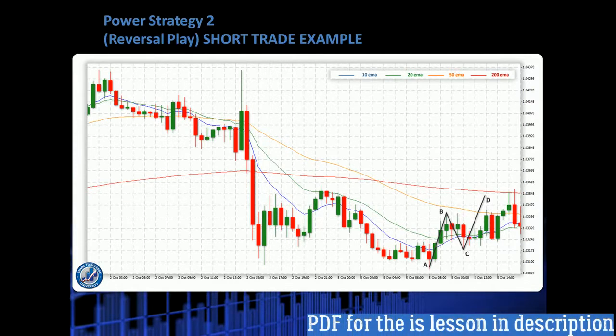So we've got a short trade here. We've got the price trending down. We've got the MAs in the right direction. They're all trending down. And so we're looking for a short trade somewhere here.